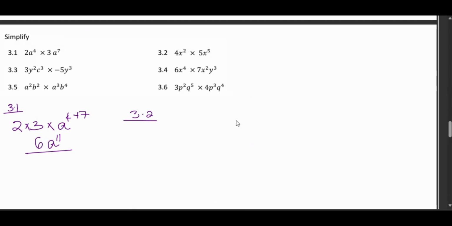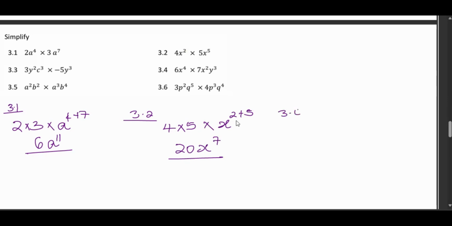Then we have 3.2. What do we have? For numbers, numbers will multiply themselves, which is 20, times what's our alphabet here? X, but to the power 2 plus 5. So here this is 20 x to the power 7. This is your final answer.